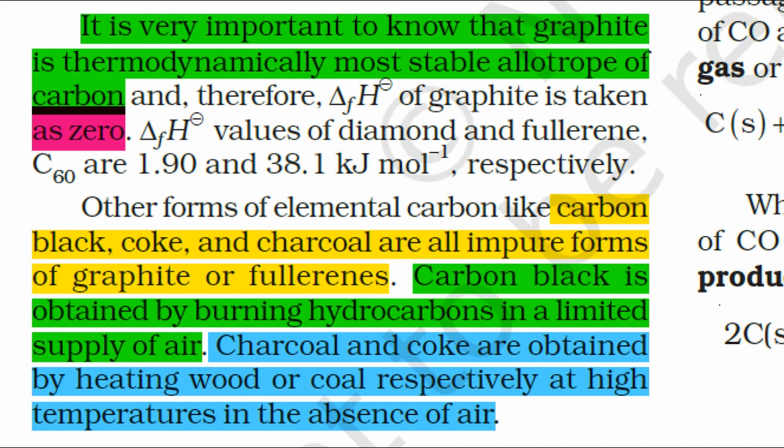Next, the delta f H values of diamond and fullerene, that means C60, are 1.90 and 38.1 kilojoule per mole respectively. That means diamond is thermodynamically more stable than fullerene.